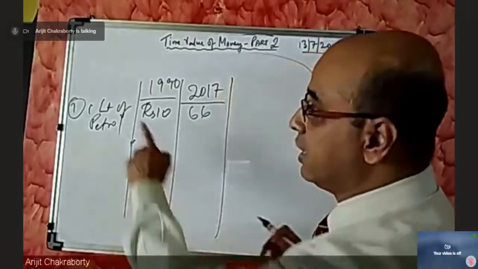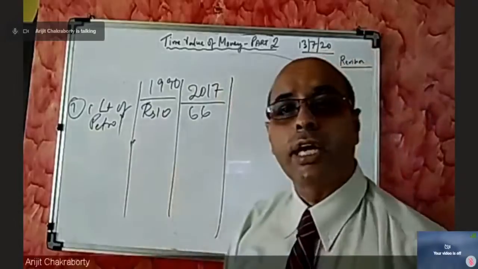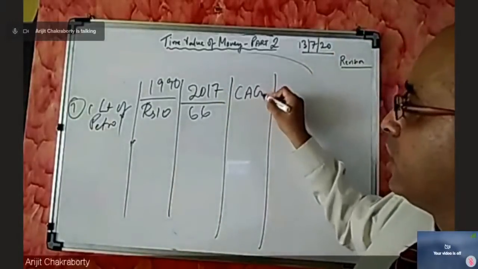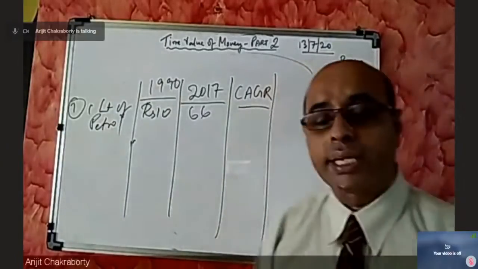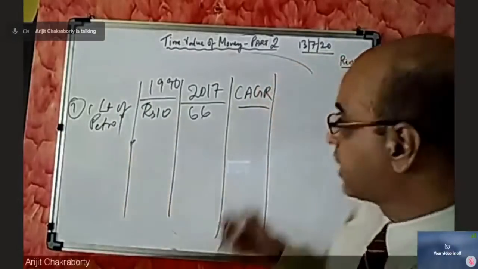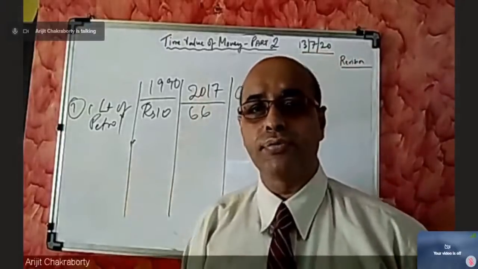So you can see the same quantity of petrol, but how expensive it has become. And if you calculate the CAGR, the compounded annual growth rate, the average growth in the price of petrol per year, it comes to almost 8%. This is the first example of inflation.